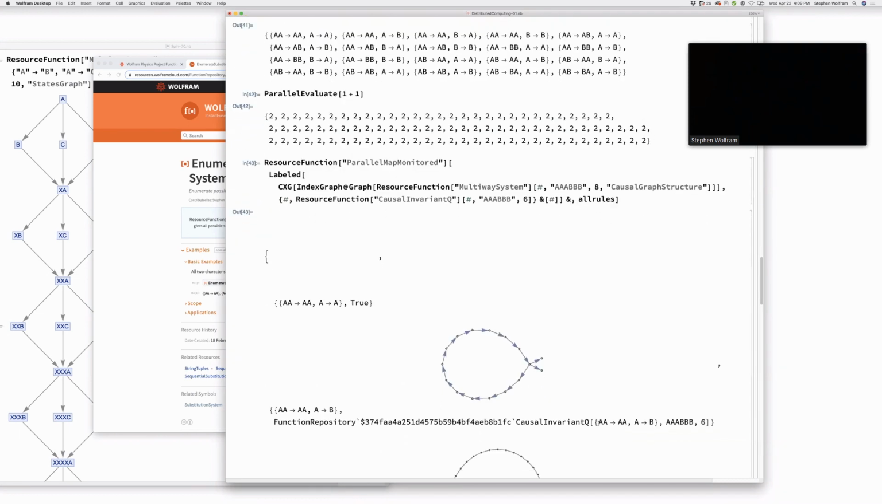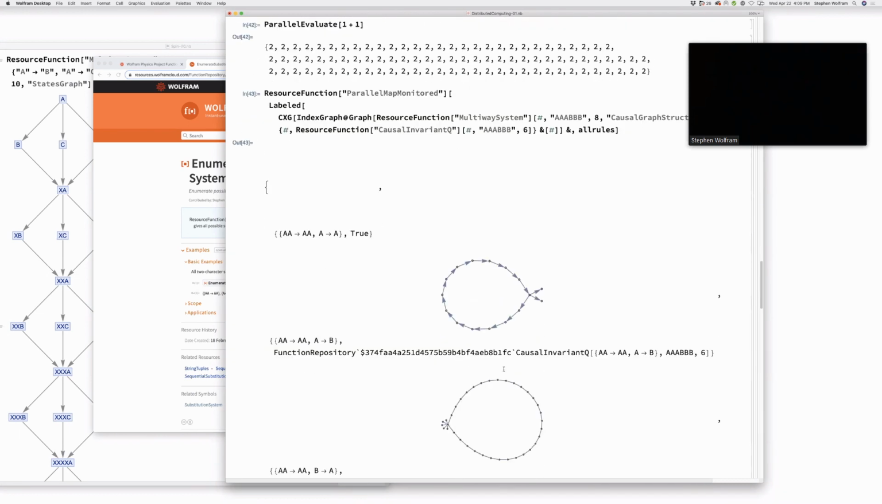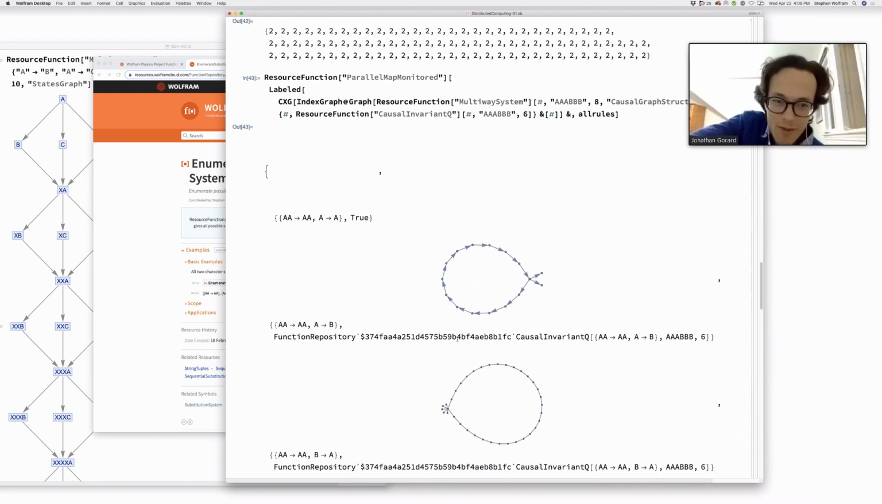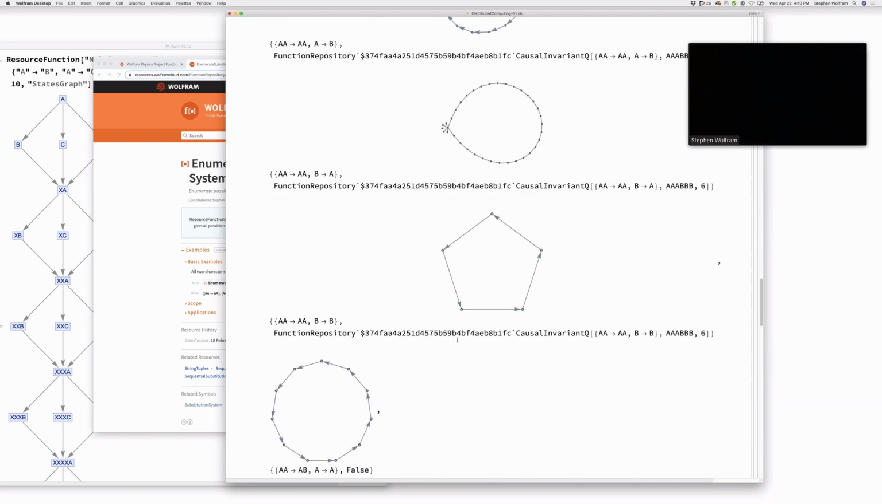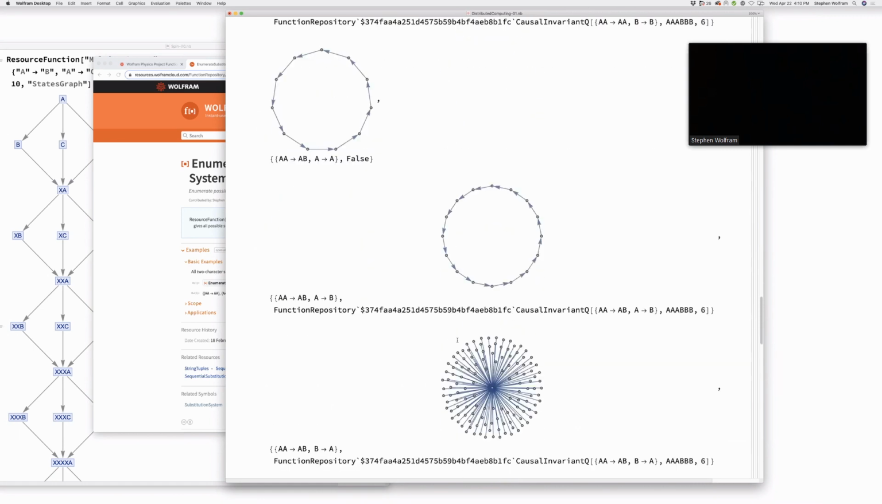Oh. What is that piece of absolute weirdness? Causal invariant Q is not running on your parallel kernels. Ah, that's because when the resource function loads, for whatever reason that definition wasn't communicated to some parallel kernel. Okay, well we can, but let's look at these.